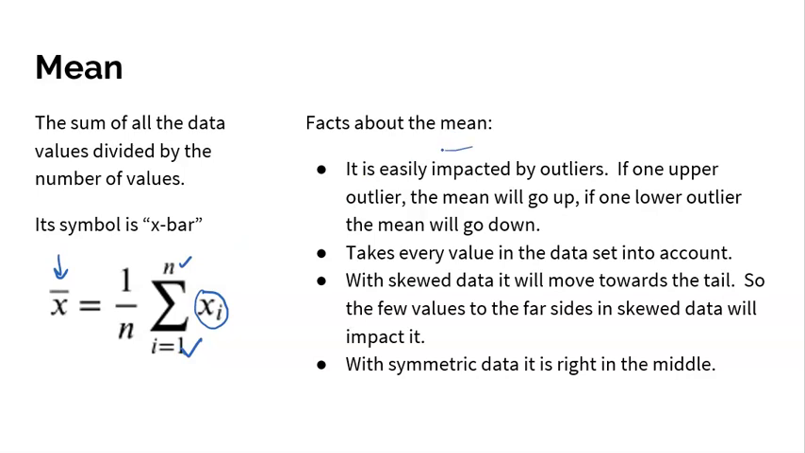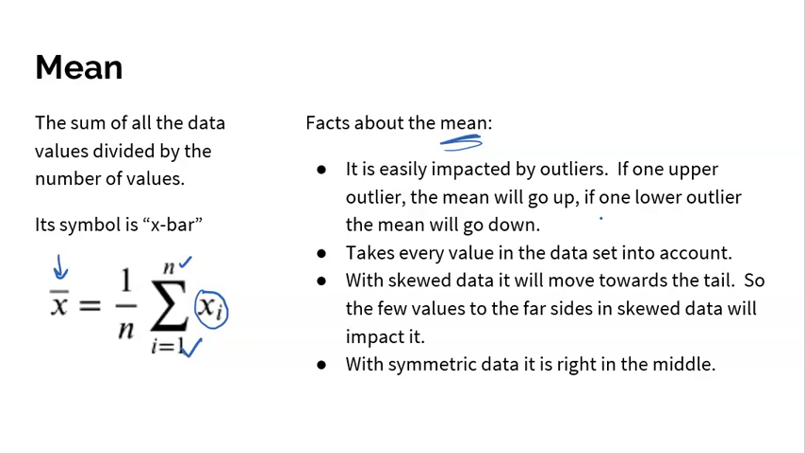Now, some facts about the mean. It's important to understand that it is easily impacted by outliers, as we discussed in class. If one upper outlier, the mean will go up. If one lower outlier, the mean will go down. So we did that example in class about home prices. If you have a bunch of home prices priced around $200,000 and then one of them is at $1 million, well then the average, the mean home price, is going to move up a little bit because of that one really high value. Keep in mind, this is all because the mean takes every value in the data set into account. Every value is needed to calculate the mean.